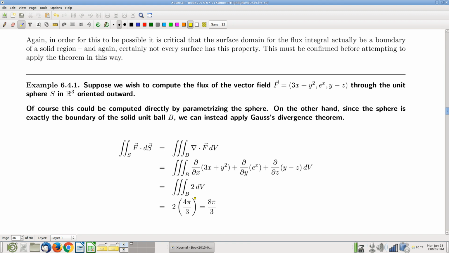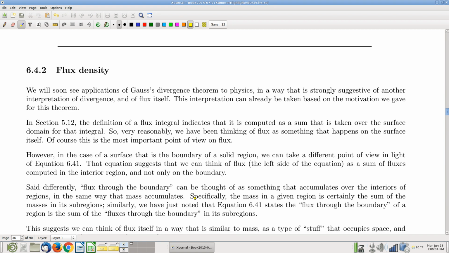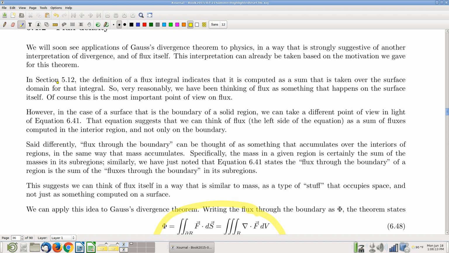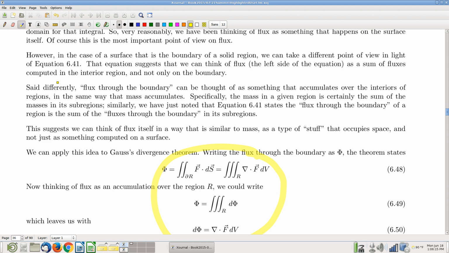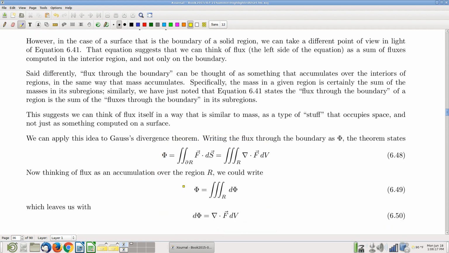So I want to talk about some of those. The first one is really kind of a terminology thing, but this is a really common terminology, flux density, and I want to motivate where this term flux density comes from. Here's a point of view on the divergence theorem, which is there.